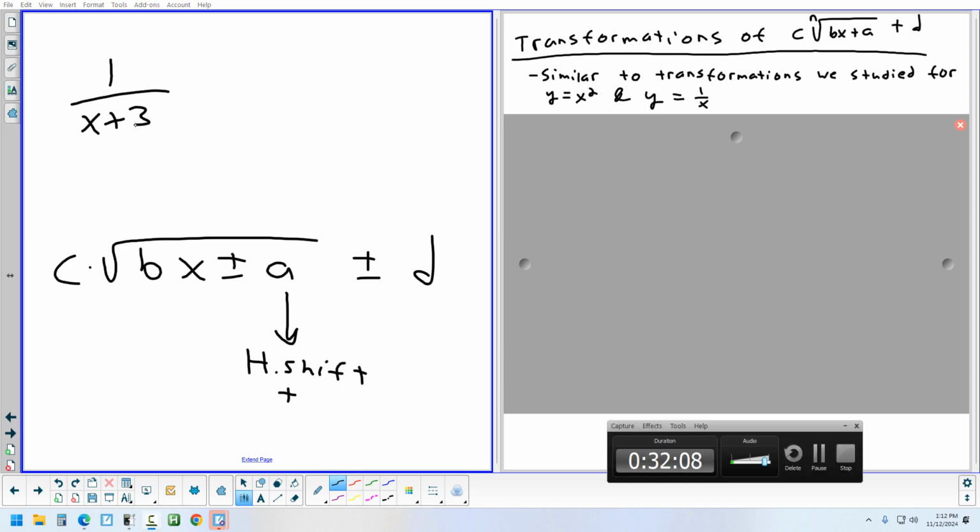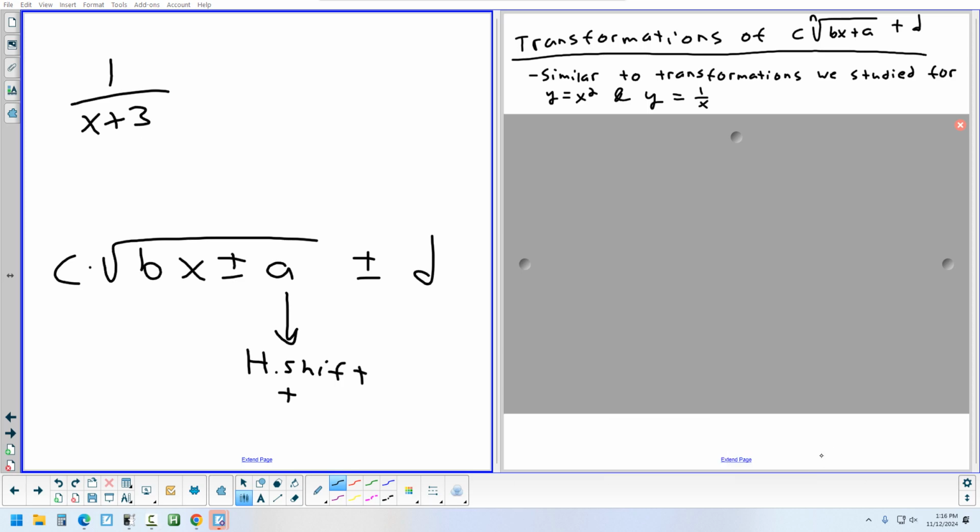So the A and the B are on the inside. So this stuff is always horizontal. Adding and subtracting is a shift. Multiplying, which is what we're doing with b times x, is not a shift. What do you get when you multiply? Stretch. You get a stretch. Yay.